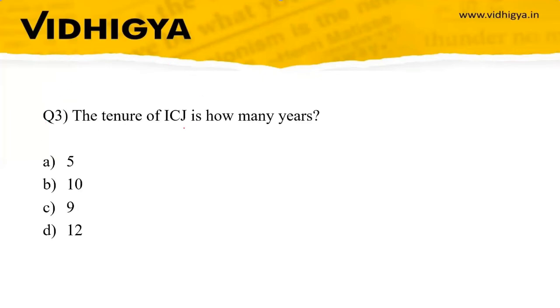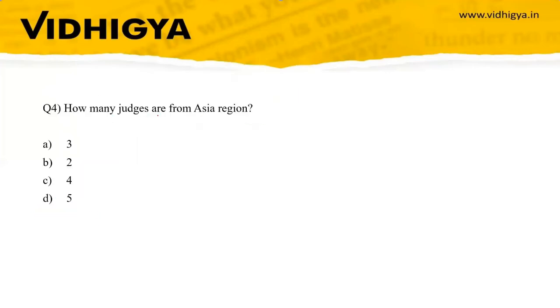Question 3: what is the tenure of ICJ judges in years? Your options are 5 years, 10 years, 9 years, 12 years. The correct option is 9 years. Question number 4: how many judges are from the Asia region? Your options are 3, 2, 4, 5. The correct option is 3 judges.